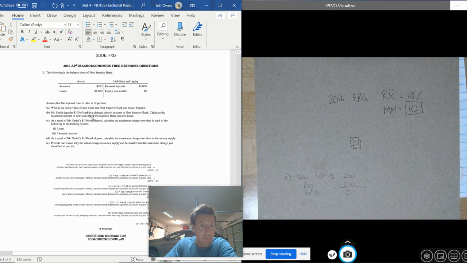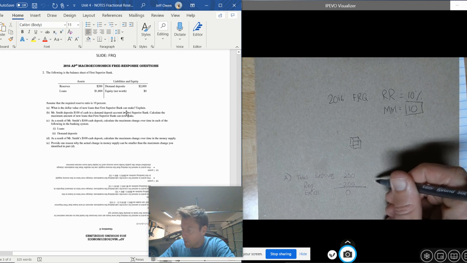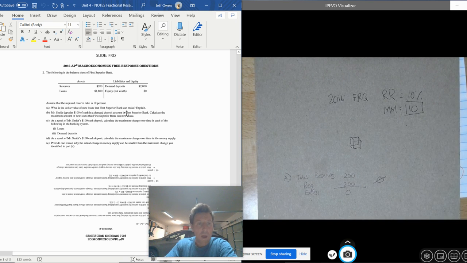So what is the dollar amount of new loans this bank can make? 0. The answer to A would be 0, and why? Because this bank is currently holding only the required reserves required by law. Or you can say they've loaned out the maximum amount of new loans because 200 is 10% of 2,000.